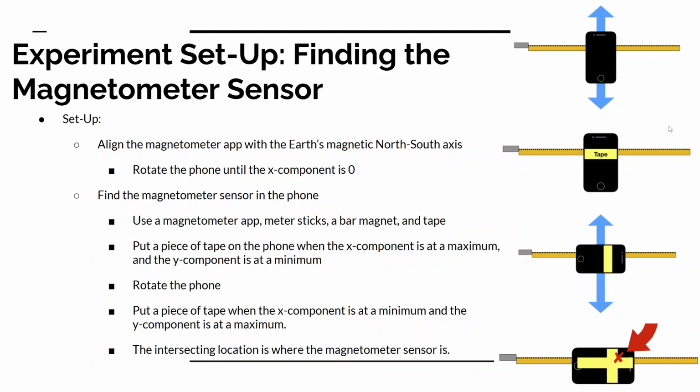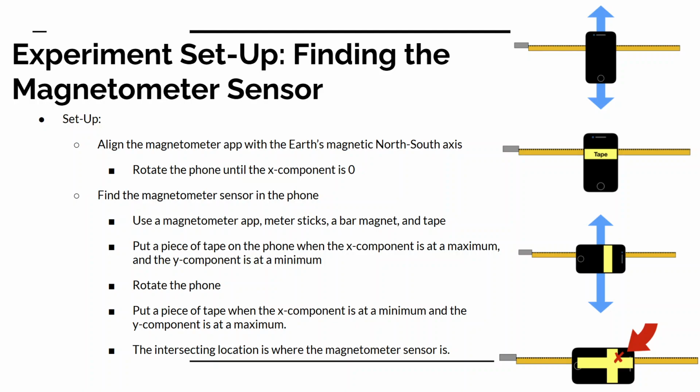For the experimental setup, we first have to find the magnetometer sensor. We align the magnetometer app with the Earth's magnetic north-south axis. We then have to find the magnetometer sensor in the phone. So first we have to use the magnetometer app, the meter sticks, a bar magnet, and tape.